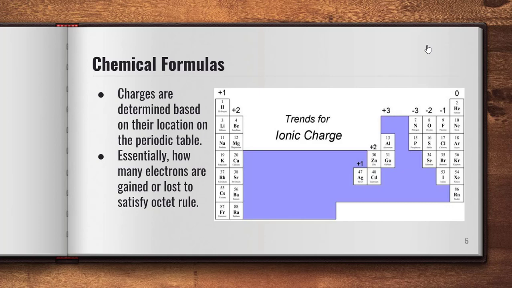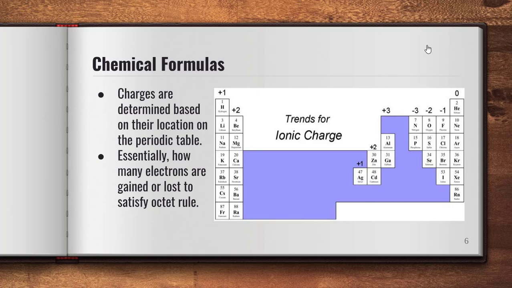Now, how do we know these charges? Well, the charges are determined based on their locations on the periodic table. We've talked a lot about valence electrons and how it's important for chemicals to be able to have 8 valence electrons in their outermost shell. So the periodic table really helps us understand how many electrons are either needed to be gained or to be lost in order to satisfy the octet rule.